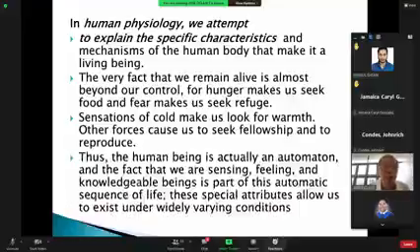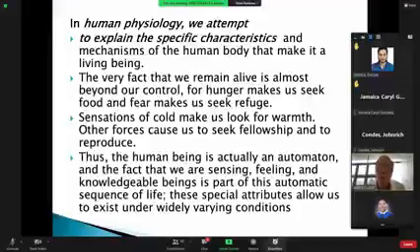In physiology, the human being is actually an automaton. So within the context of physiology, the human body is like an automaton. The fact that we are sensing, we feel it, and are knowledgeable beings is part of being automatic, a sequence of life, and these are special attributes that will allow us to exist under varying conditions.